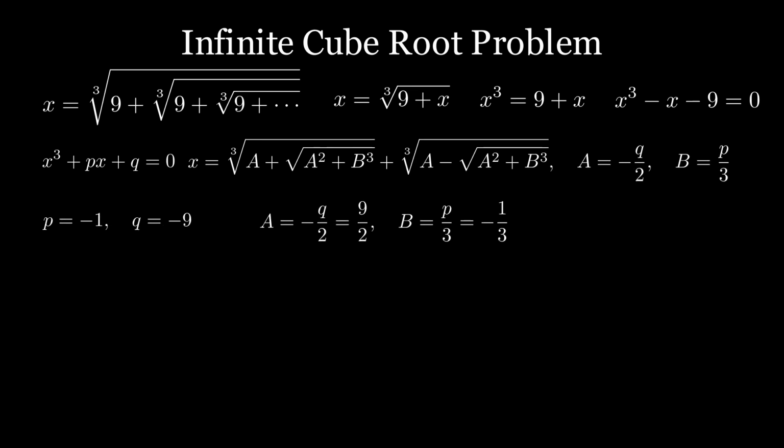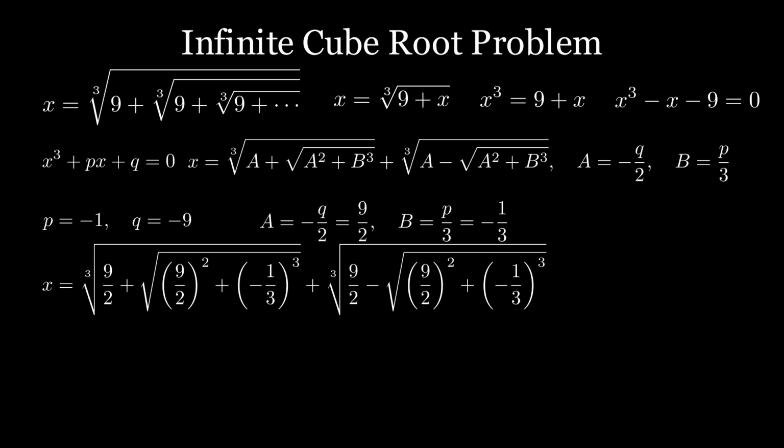Using these values, we get a equals 9/2 and b equals -1/3. Now we substitute a and b into the formula to get this expression for x. This evaluates to approximately 2.24, which matches the value we found using the graphical method.